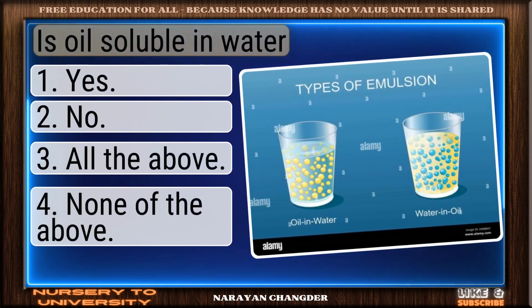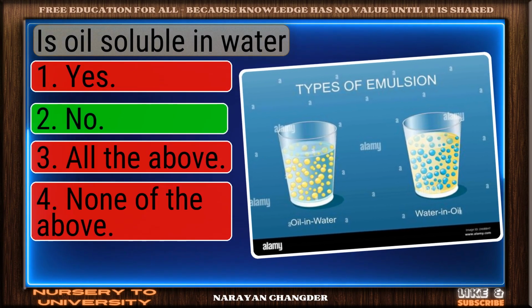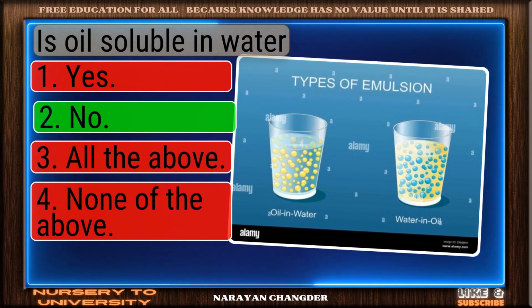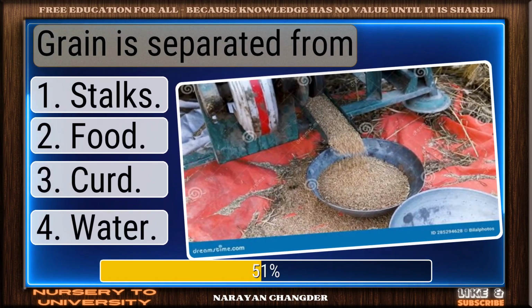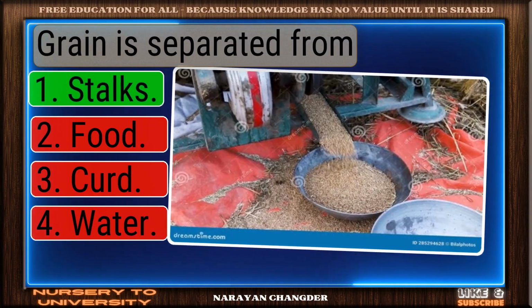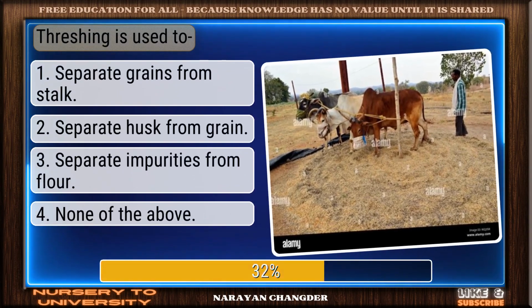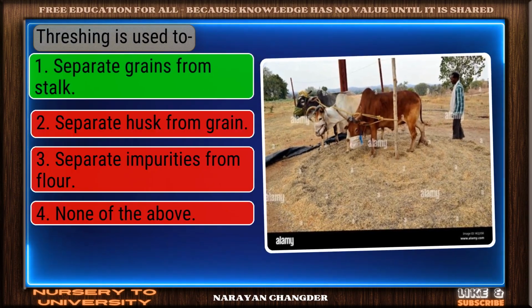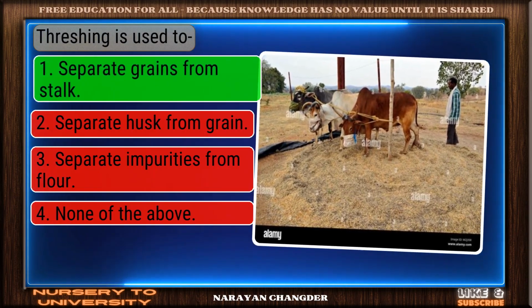Is oil soluble in water? Great thinking. No is the right choice. Grain is separated from. Nicely done. Stalks is a solid answer. Threshing is used to. Right choice. Separate grains from stalk is the best answer.